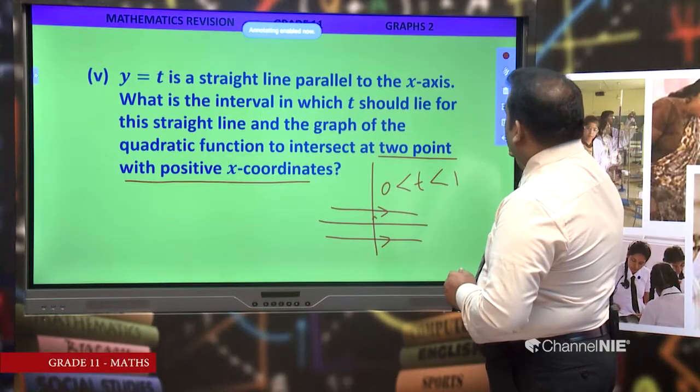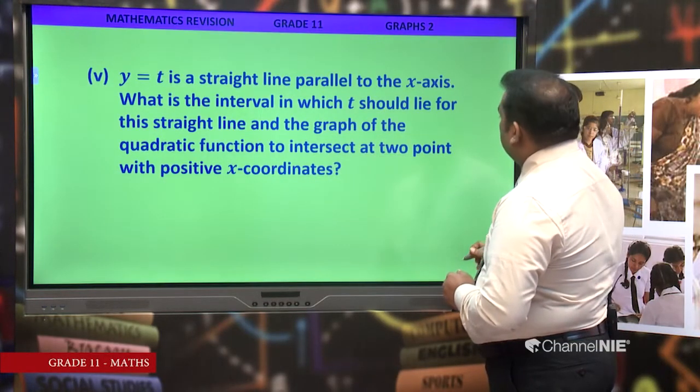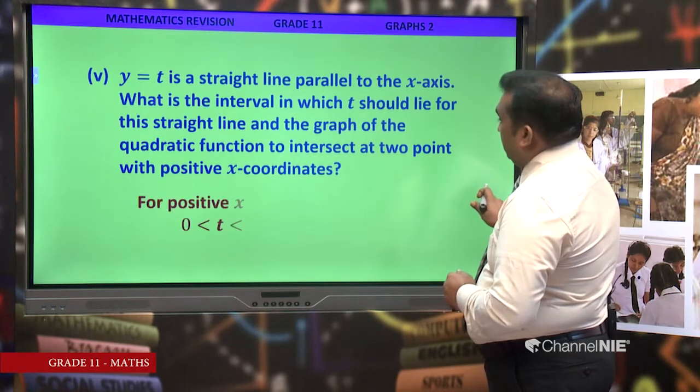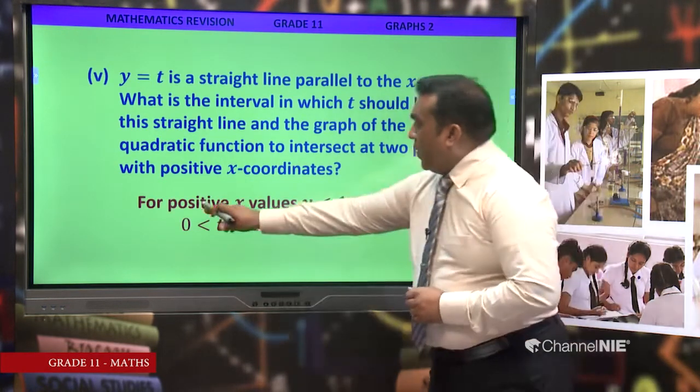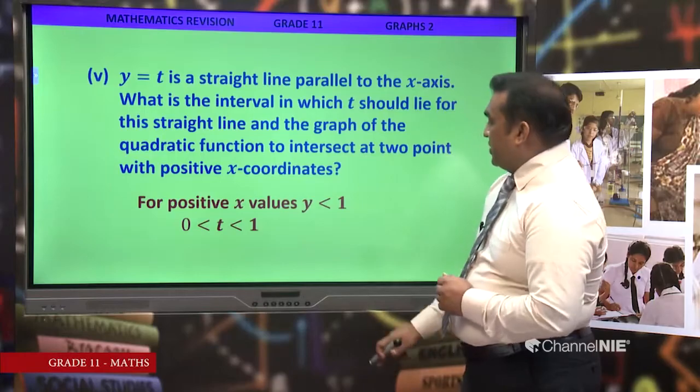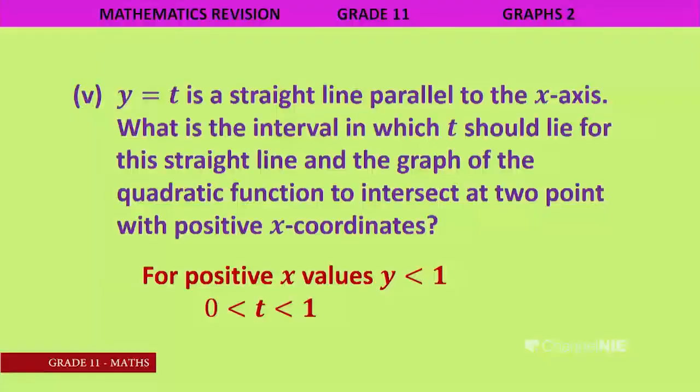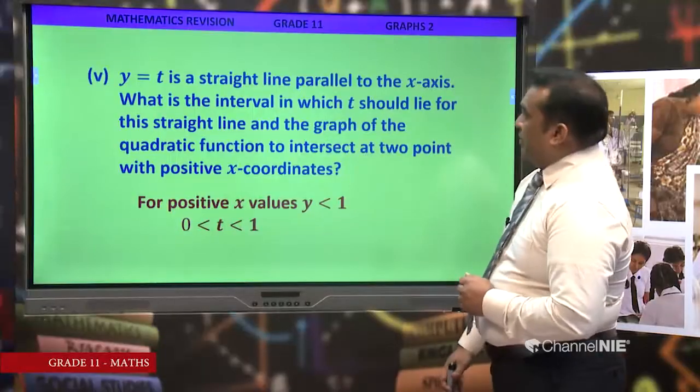Okay, we will see it. For positive x values, y less than 1, t should lie between 0 and 1, according to the given two positive x coordinates. This is the answer for that part.